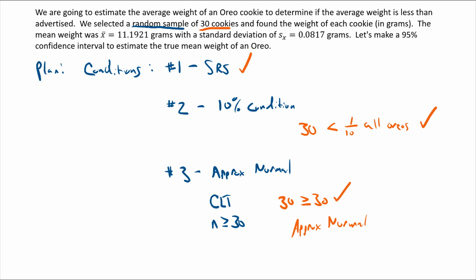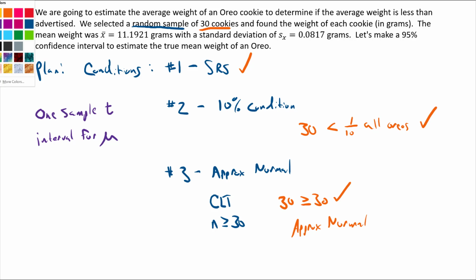Now the last thing we need to write for our plan part, well, before the conditions, we need to have a name for the procedure, because remember in dealing with proportions, we named the actual procedure we're going to do. In this case, we're taking one sample of 30 cookies. So we're taking a one sample t interval for the mean. So under the plan, this is going to be classified as the one sample t interval for our mean, our mu. We'll talk about the t in a second. So again, that's the name of the procedure. So I'll write that in red here.